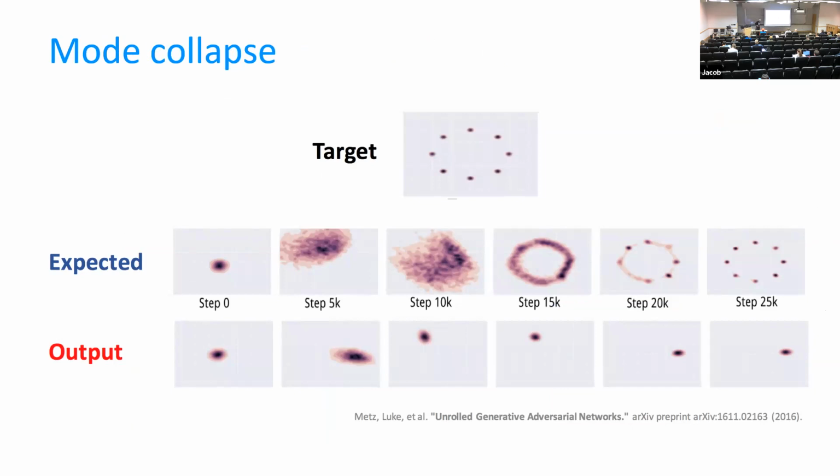So GANs are far from perfect. If you tune them right, you can get some really good looking images or whatever you're trying to generate, but there are some very systematic problems that you tend to see in GANs. This is another one of those problems, which we will call mode collapse.